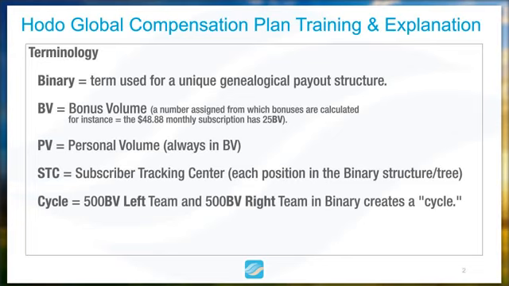And in our plan, it's pretty simple. 500 BV left and 500 BV right creates a cycle. It's a $50 cycle, and we'll show you a little more of that here in a moment. 1,000 BV total, 500 left, 500 right creates a $50 cycle.